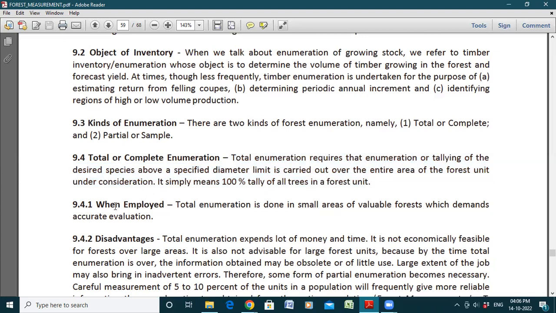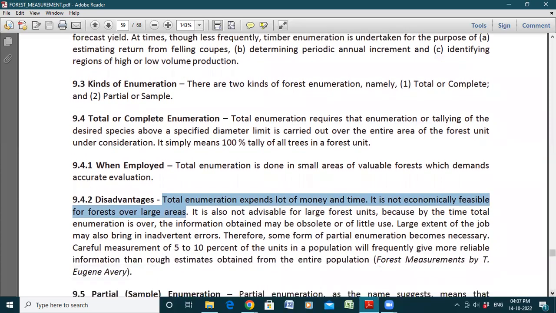When employed, total enumeration is done in small areas of valuable forest which demands accurate evaluation. And what is the disadvantage? Total enumeration expends a lot of cost, actually, because we are tallying all the trees in a forest unit. So it is not economically feasible for forests over large areas. For small areas, it is okay, but for large areas, it is not suitable.